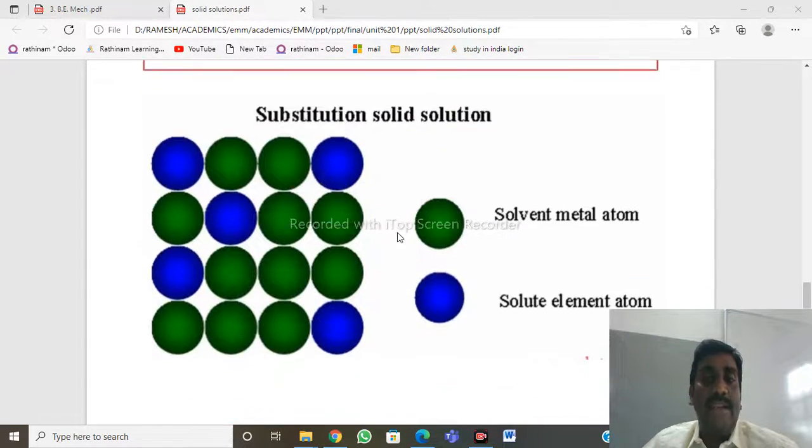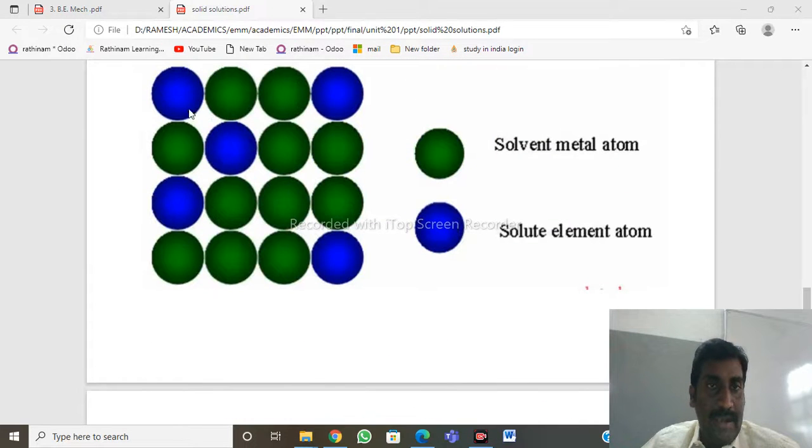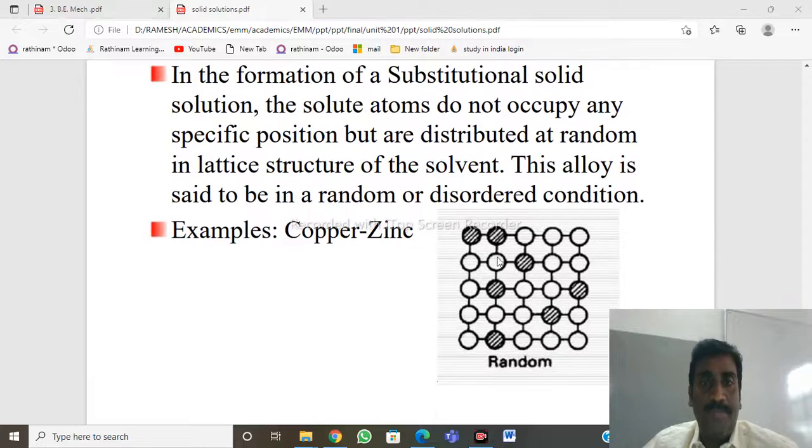So this is nothing but a substitutional solid solution. So this is a random substitutional solid solution, because the elements are not in an ordered manner. It can be placed anywhere itself. It can be placed wherever it is possible. So this cannot have some ordered process. So this is called a random substitutional solid solution.